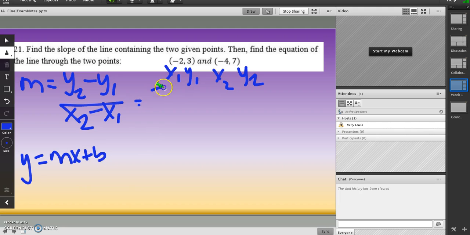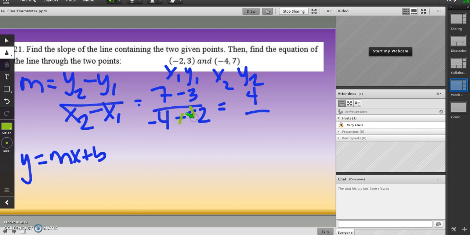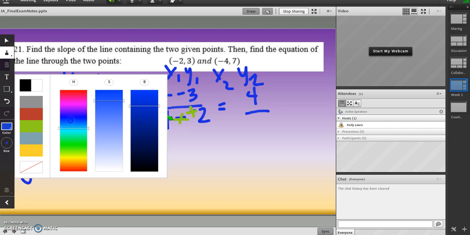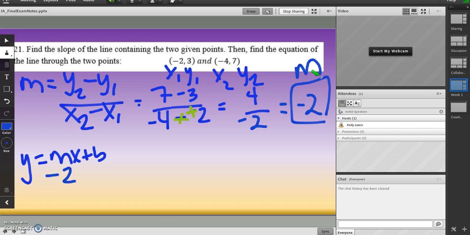All right, y2 is 7, y1 is 3, x2 is negative 4, x1 is negative 2. So 7 minus 3 is 4. And then here, minus a negative is the same as plus a positive. So negative 4 plus 2 is negative 2. And 4 divided by negative 2 is negative 2. So my slope is negative 2. And then it doesn't matter which point we pick.